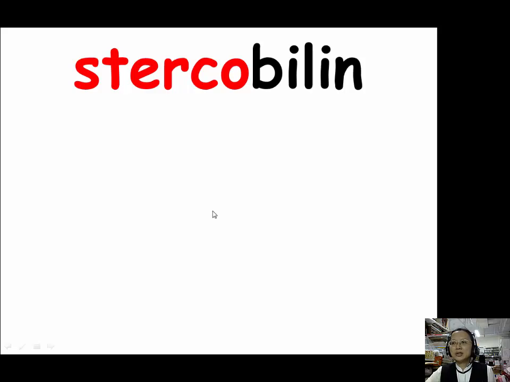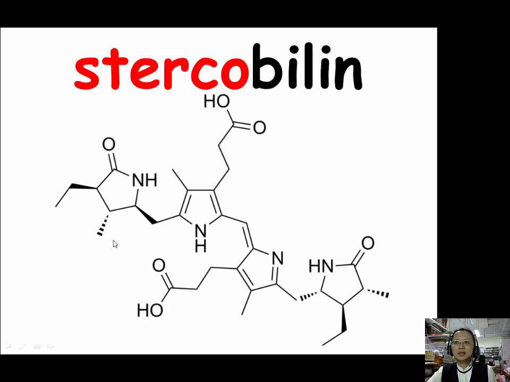For sterco, our example is stercobilin. Stercobilin is this thing. It is a biopigment derivative formed by air oxidation of stercobilinogen, which is in turn derived by reduction of bilirubin, which we learned before. Stercobilin is a brown to orange-red pigment contributing to the color of feces and urine.